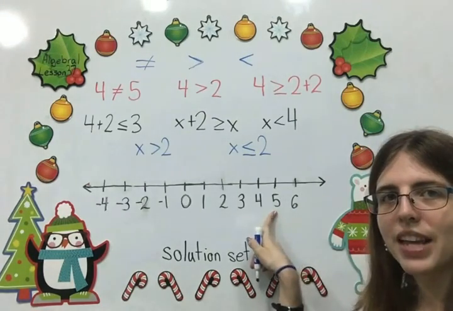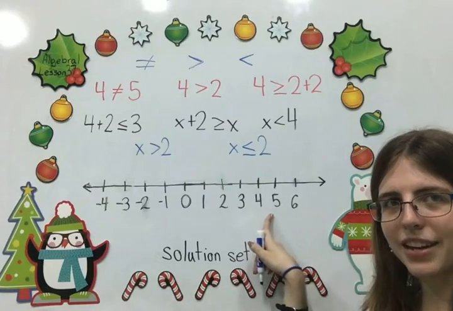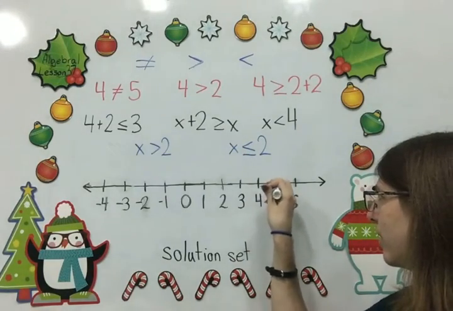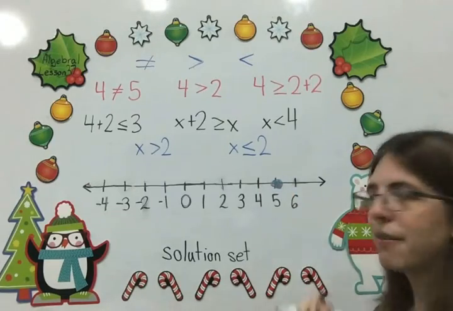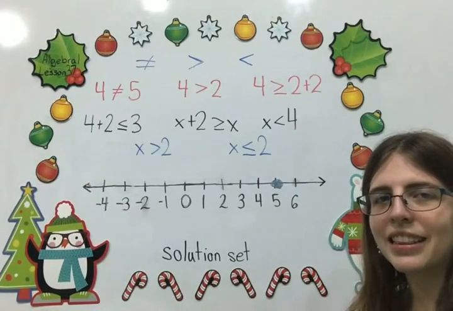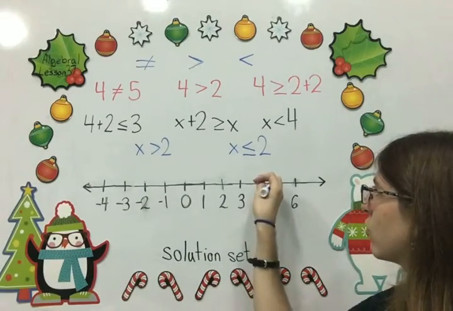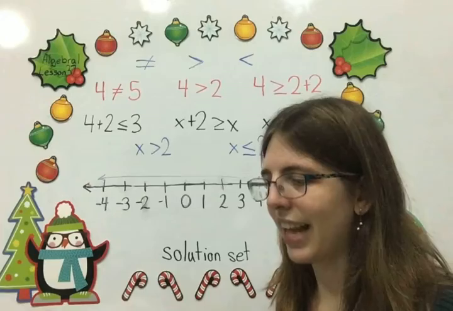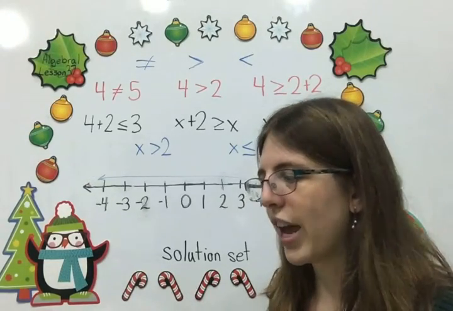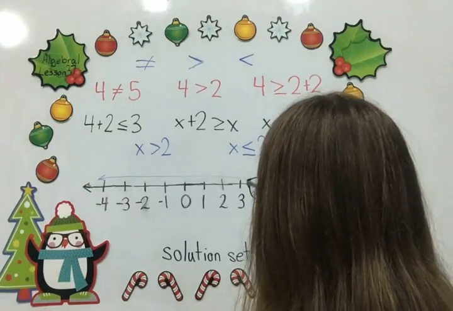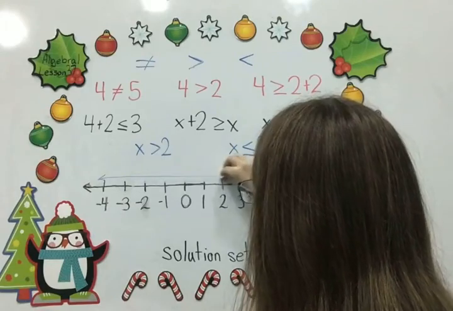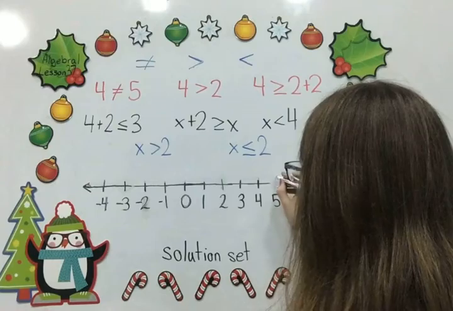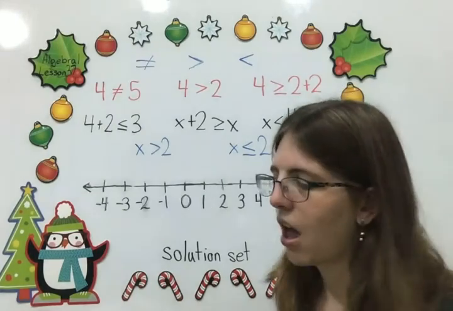Here's 5. Is 5 part of my solution set? Yes, because we have the or equal to. So I need to color it in. All right, and then it says less than. So that means I need to draw an arrow to the left, showing that they are all less than. Okay, then letter B, erase that so we're not confused. Reset this here. Okay, letter B.